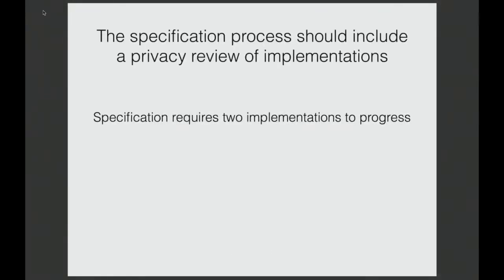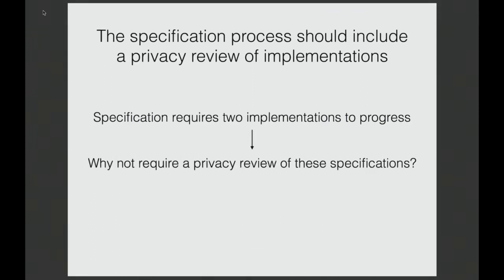And so first, I think the specification process should include a privacy review of the implementations. A spec to move through the various levels needs 2 interoperable implementations. So to me, it's why not also require a privacy review of those implementations? Not only have a section in your paper, but review what the various browser vendors have done. And I think that would have helped catch this double precision issue that caused this long-term tracking identifier to be possible for the battery API.